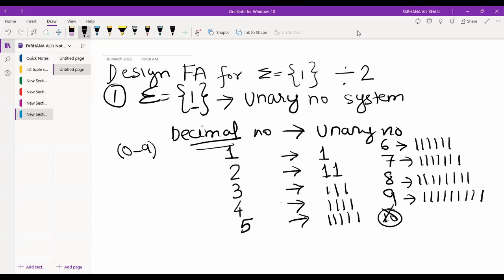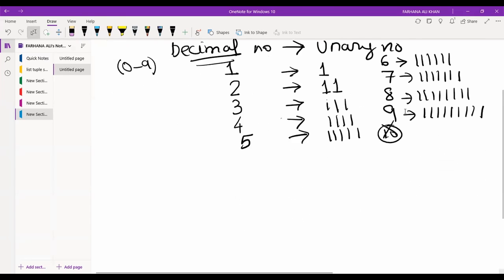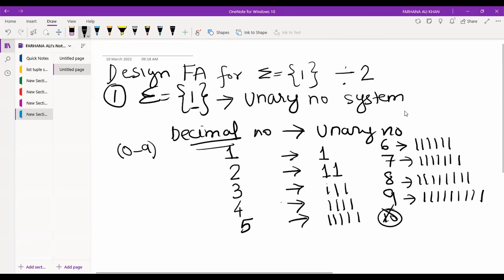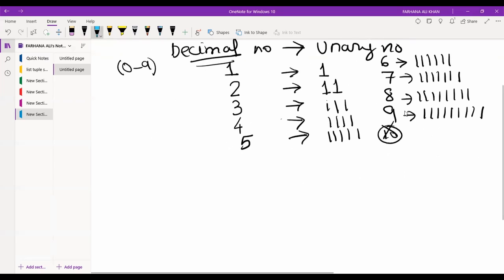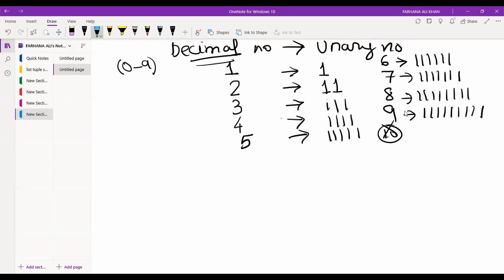Now we are going to solve the question. Our question is to find whether the unary number is divisible by 2 or not. So we are going to find the mathematical method of solving this question. The second step is that we solve it using the mathematical method, the maths method.